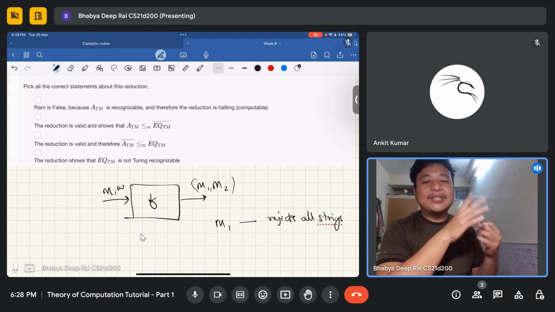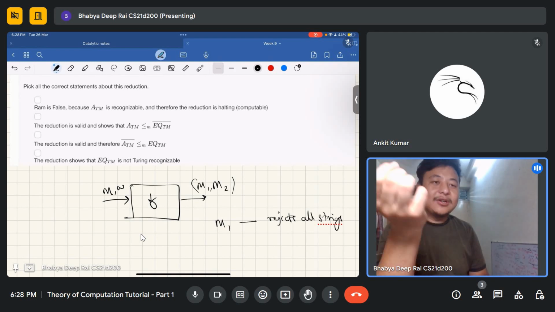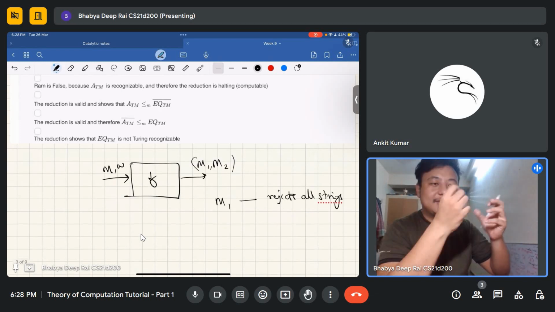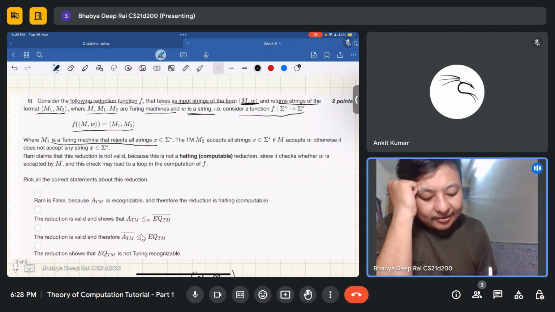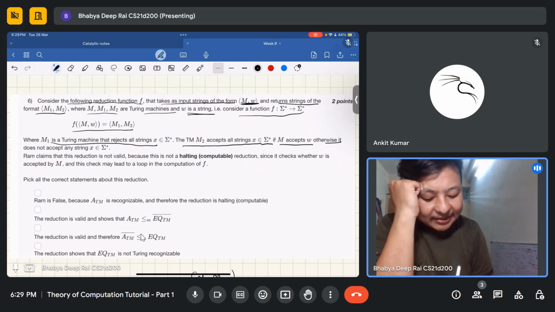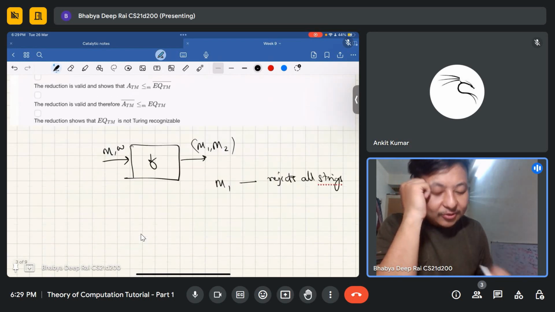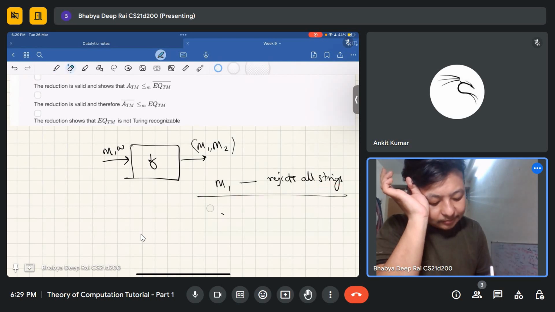So this Turing machine is simple to construct. The algorithm is just: whatever w is, you just reject. So the description is just reject any input. And Turing machine M2 accepts all strings x in sigma star if m accepts w. Otherwise, it does not accept any string x. So this is the description of M2.